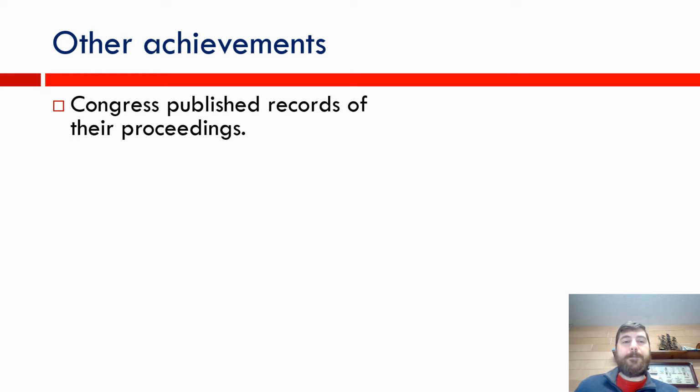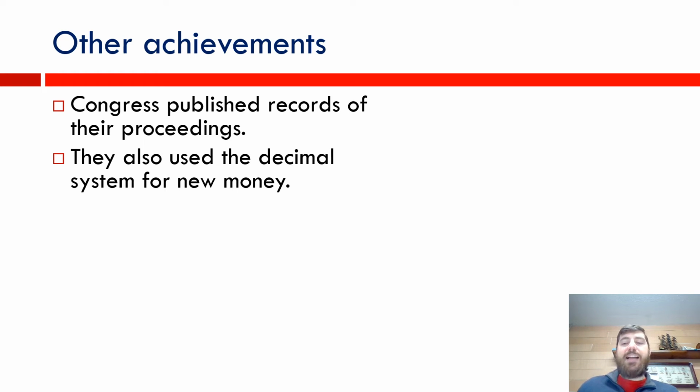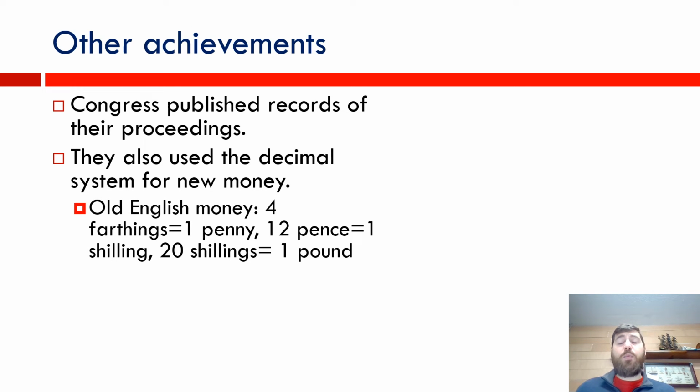Nothing's secret. They also use the decimal system for money. That is ones and tens. English money was really crazy. They had 4 different kinds of money: farthings, pennies, shillings, and pounds. 4 farthings equals 1 penny, 12 pennies or pence equals 1 shilling, and 20 shillings equals 1 pound.